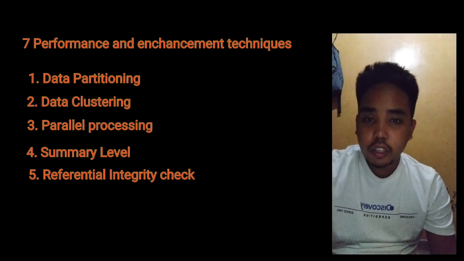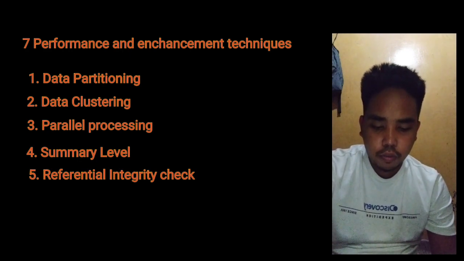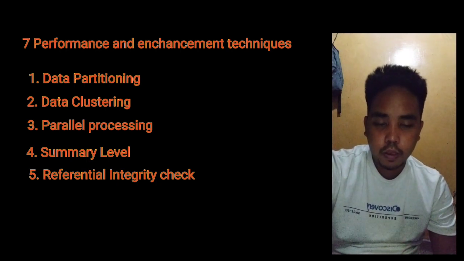Next one is referential integrity checks. Referential integrity refers to the relationship between tables, because a table in a database must have a primary key.